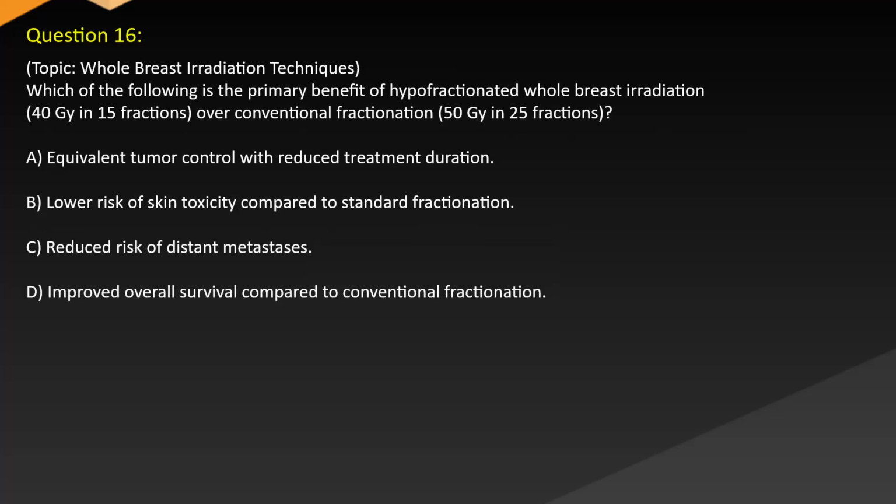Question 16. Topic: Whole breast irradiation techniques. Which of the following is the primary benefit of hypofractionated whole breast irradiation, 40 Gy in 15 fractions, over conventional fractionation, 50 Gy in 25 fractions? A. Equivalent tumor control with reduced treatment duration. B. Lower risk of skin toxicity compared to standard fractionation. C. Reduced risk of distant metastasis. D. Improved overall survival compared to conventional fractionation.